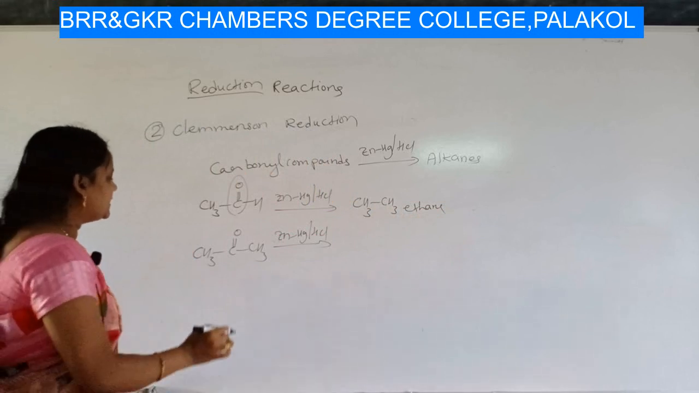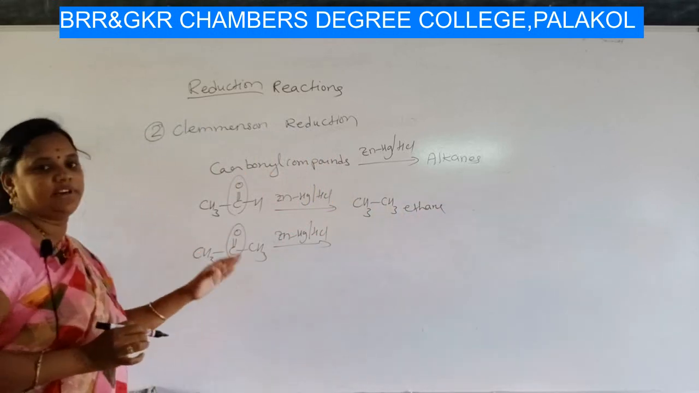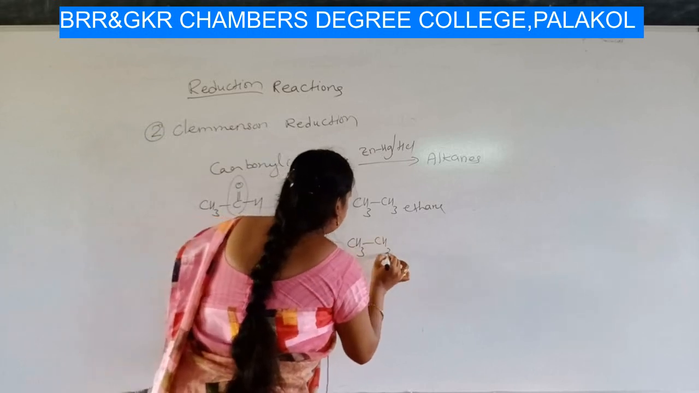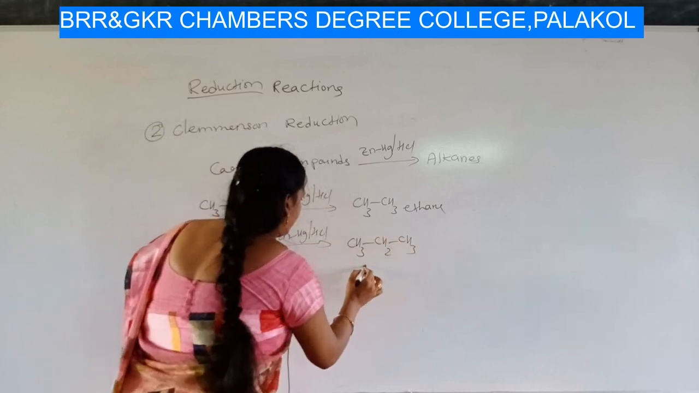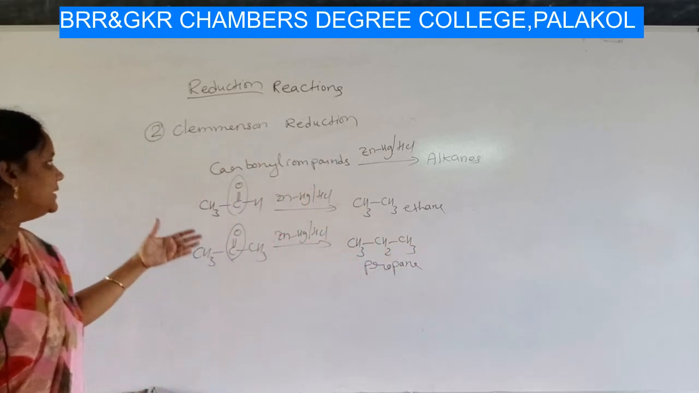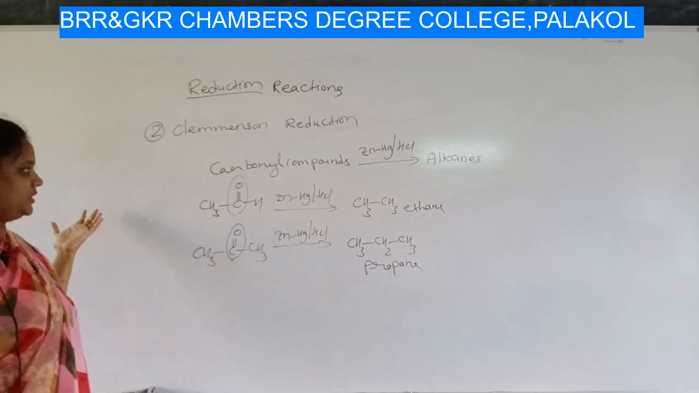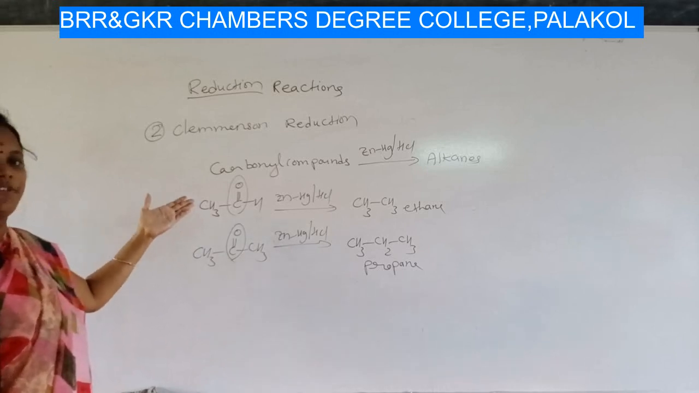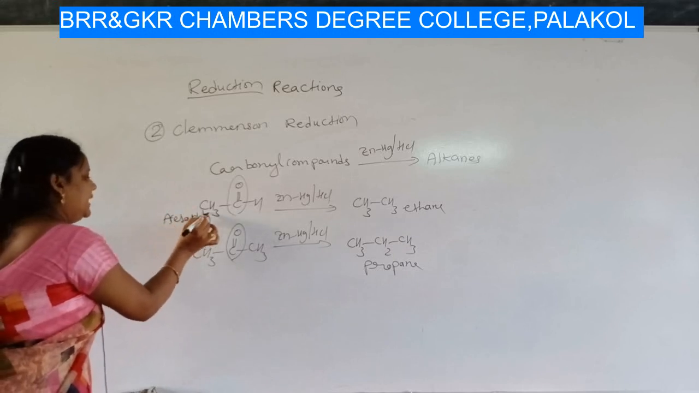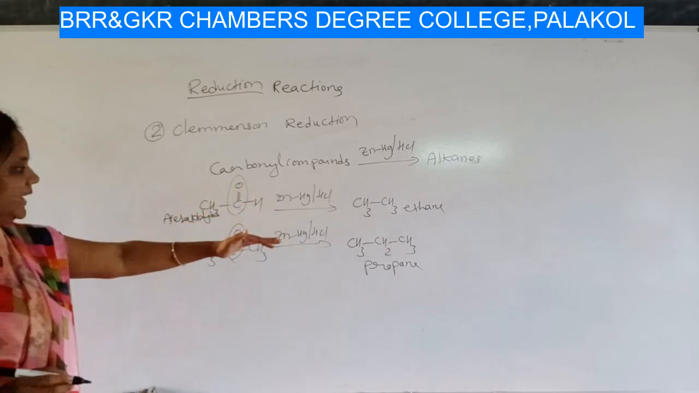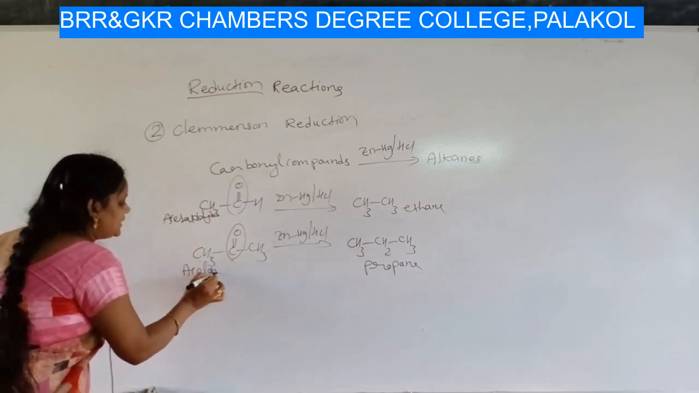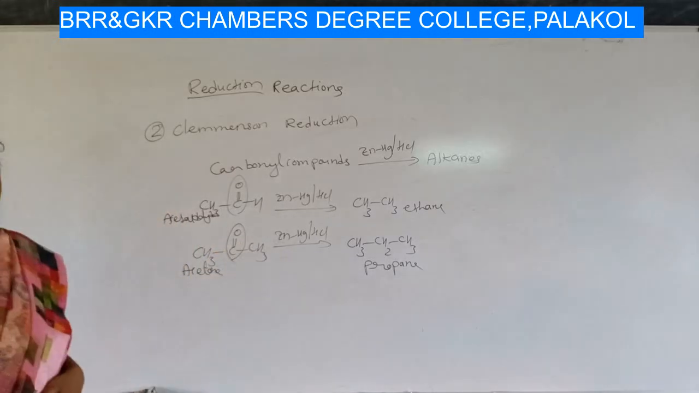Right? In this case, what happens? The C double bond O is converted into CH2. You will get CH3, CH2, CH3. The answer is propane. Right? This is about the Clemmensen reduction. We have done an example of an aldehyde. The name of this compound is acetaldehyde. It is getting converted into ethane. And here acetone is getting converted into propane.